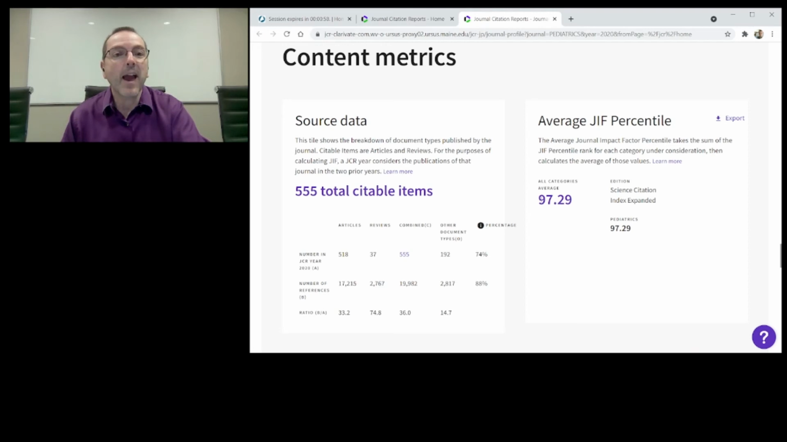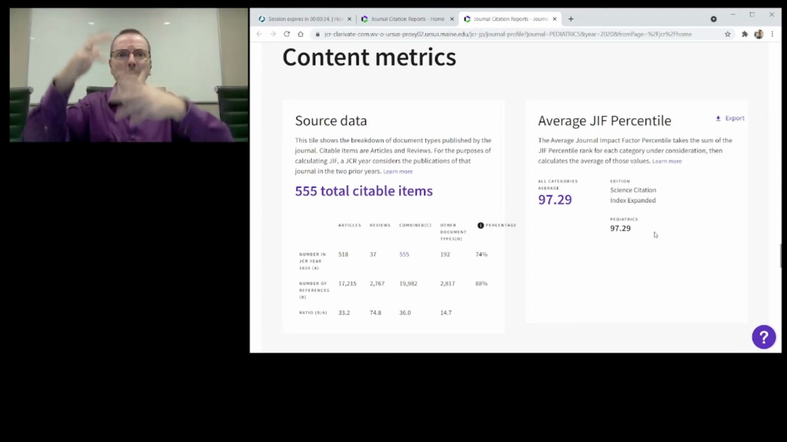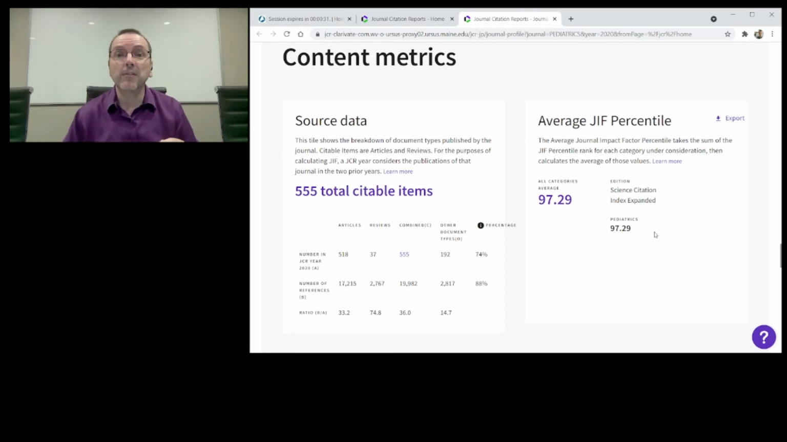Then we have the average JIF percentile, and in this case, you notice it's the same number, but it's possible that a journal appears in more than one category. You might have a journal that falls in the category of education, and may also fall in the category of educational psychology, and may fall under psychology. There may be multiple categories that a journal falls into, and its impact within those different fields may be different. So it'll have a different journal impact factor. So if it's covered across several disciplines, several of those categories, here you can get the average journal impact factor across all of those.